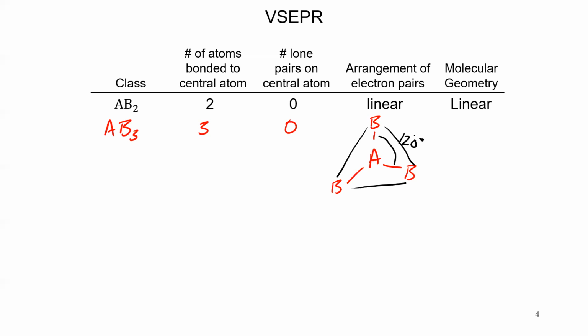Now, because we're talking about a triangle, this is all in the same plane, right? We can write all of these atoms on the same sheet of paper without having to figure out how to bend the paper out of the plane. And so all of these atoms are going to be in one plane of space. And so we call this trigonal for the triangular shape, planar because it's in one plane. And so of course the molecular geometry matches: trigonal planar.